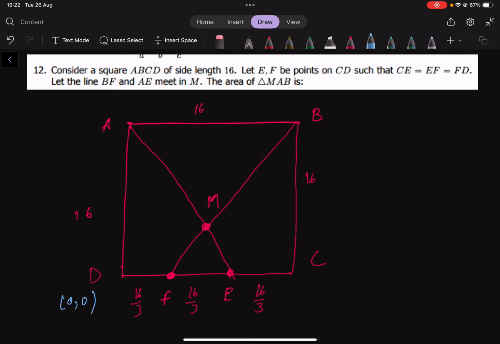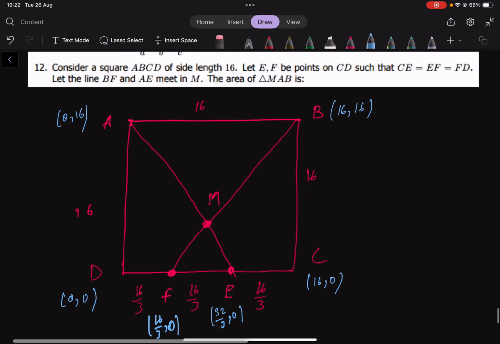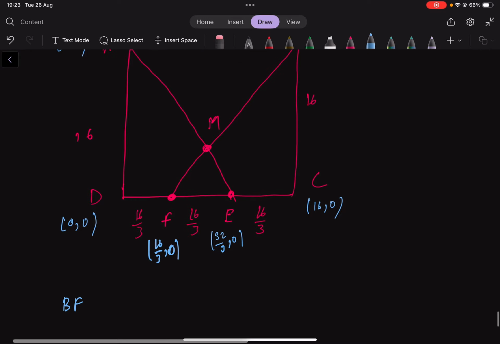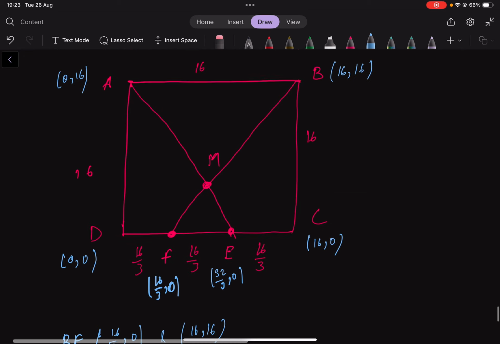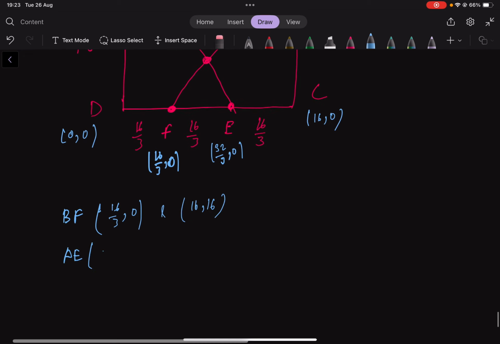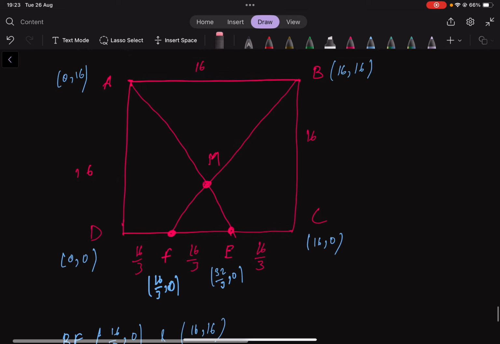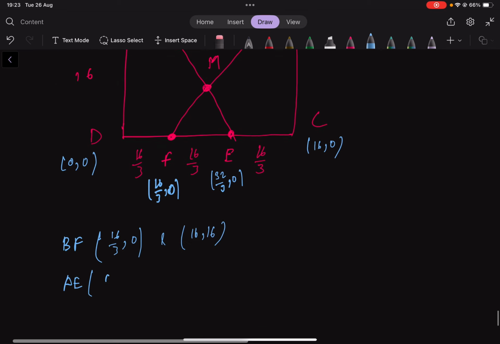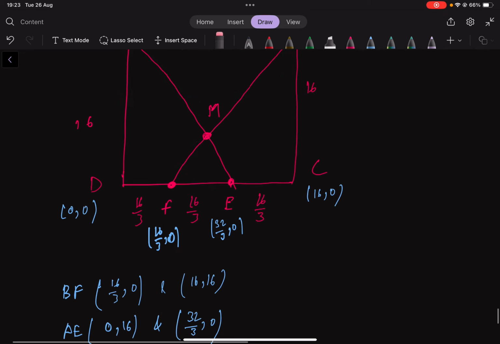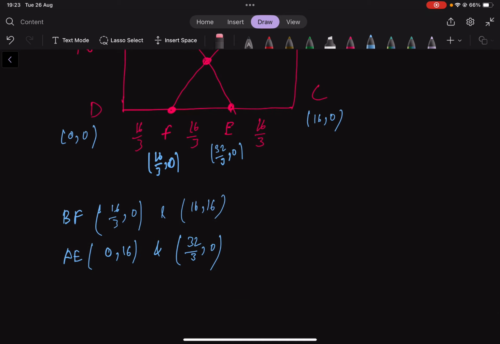If I assume this as the origin, this will be (16 by 3, 0), this will be (32 by 3, 0), this will be (16, 0), this will be (16, 16), and this will be (0, 16). So I can find the equation of line BF. BF is passing through (16 by 3, 0) and (16, 16), and AE is passing through (0, 16) and (32 by 3, 0). So I can find M by using the point of intersection.